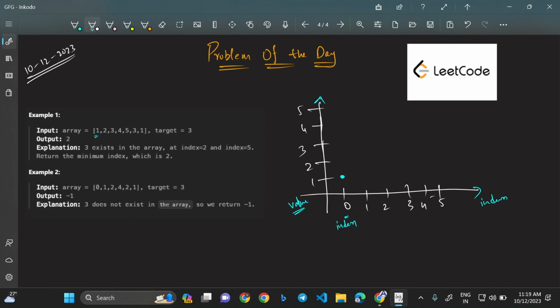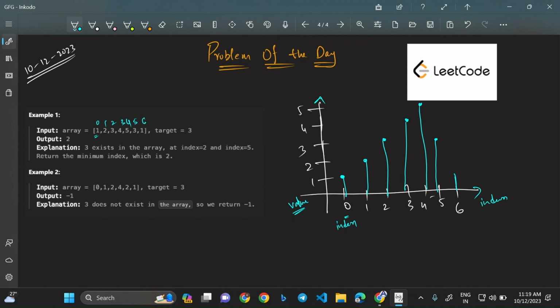How many elements are there? There are 7 elements, so the last index is 6. This is the index value, like the x coordinate, and the y coordinate is the value present at that index. So at the 0th index, 1 is there, at the first index 2 is there, at the second index 3 is there, at the third index 4 is there, and at the fourth index we have the value 5. And at the fifth index 3 is there, and at the sixth index 1 is there.